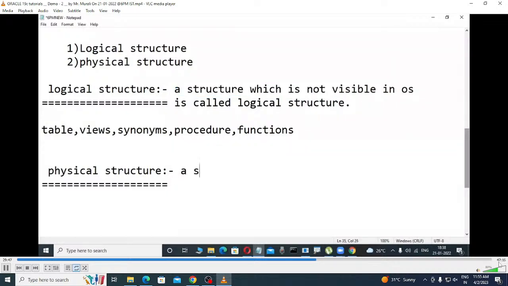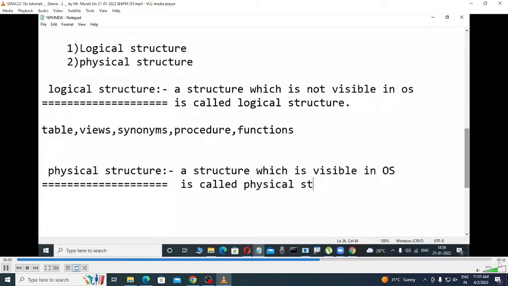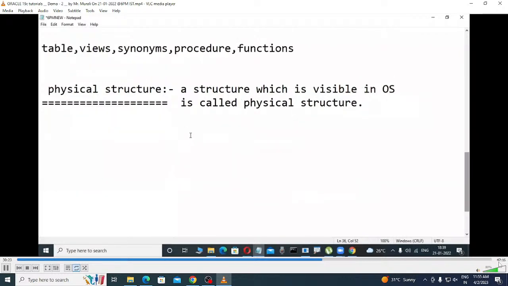Observe here. A structure which is visible in the OS, the operating system, is called a physical structure. Who are the persons working in this physical structure? It's a big concept. I'm telling only the definition side, because today I will tell you which definition of database is correct. A structure which is visible in operating system is called physical structure.